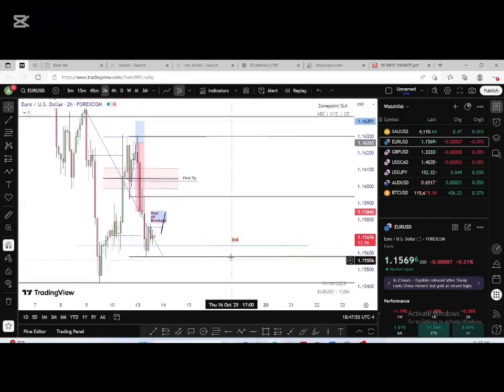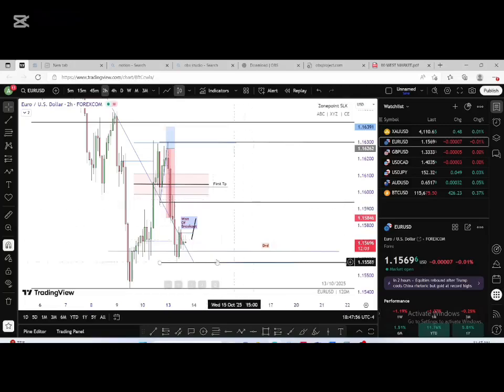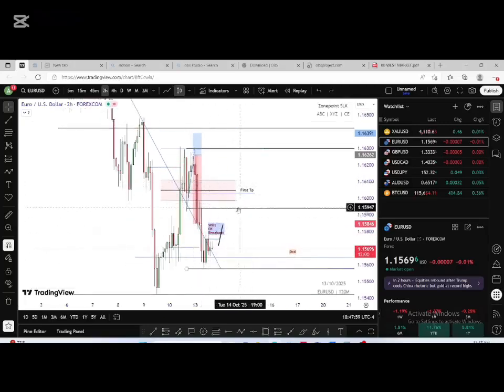We are currently in the buy zone, so anything we'll be doing now, we'll be looking for a buy. When price comes above this level, I'll be looking for a sell.